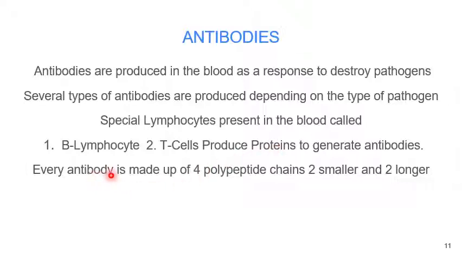And every antibody, I told you, is made up of 4 polypeptide chains, 2 are smaller, 2 are longer. And the T cells have the capacity to have the memory of the type of antigen that attacks the body, and then they can produce the specific antibody to fight it. So this is the speciality of the T cells. If you want to know more on that, try to go through Google and find out more about how the immune response system works in our body.